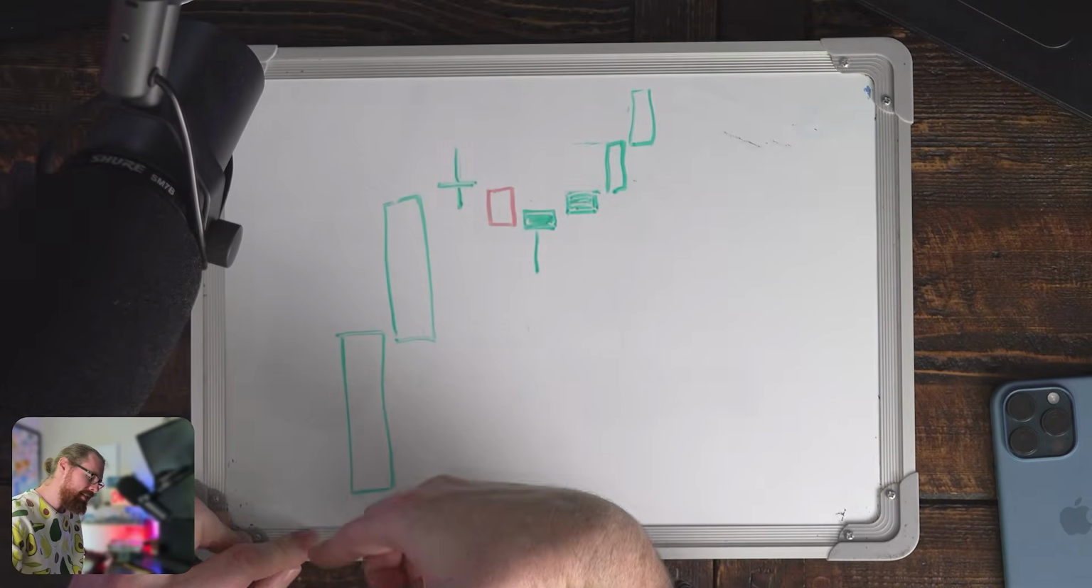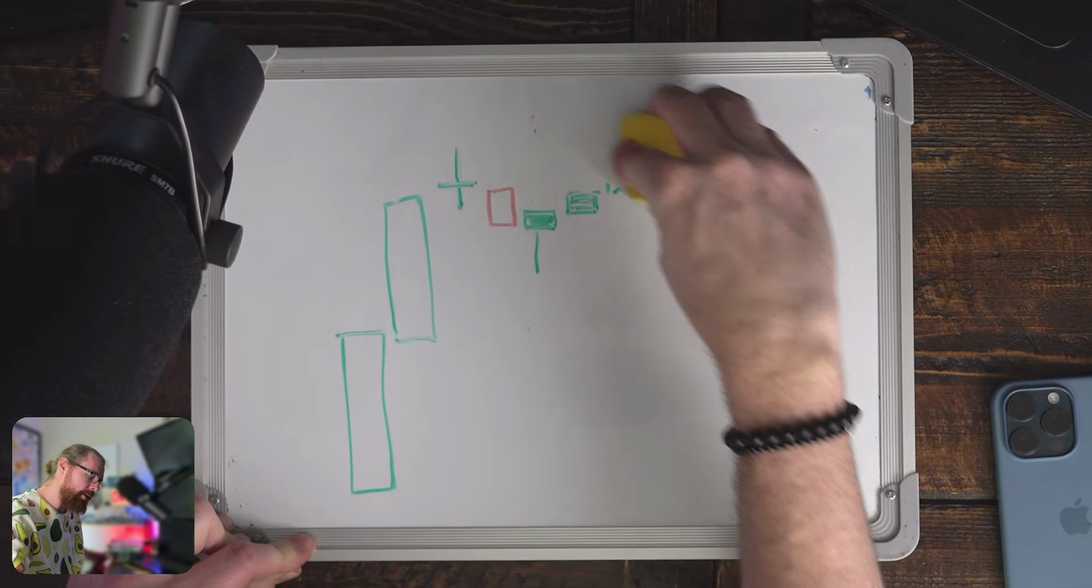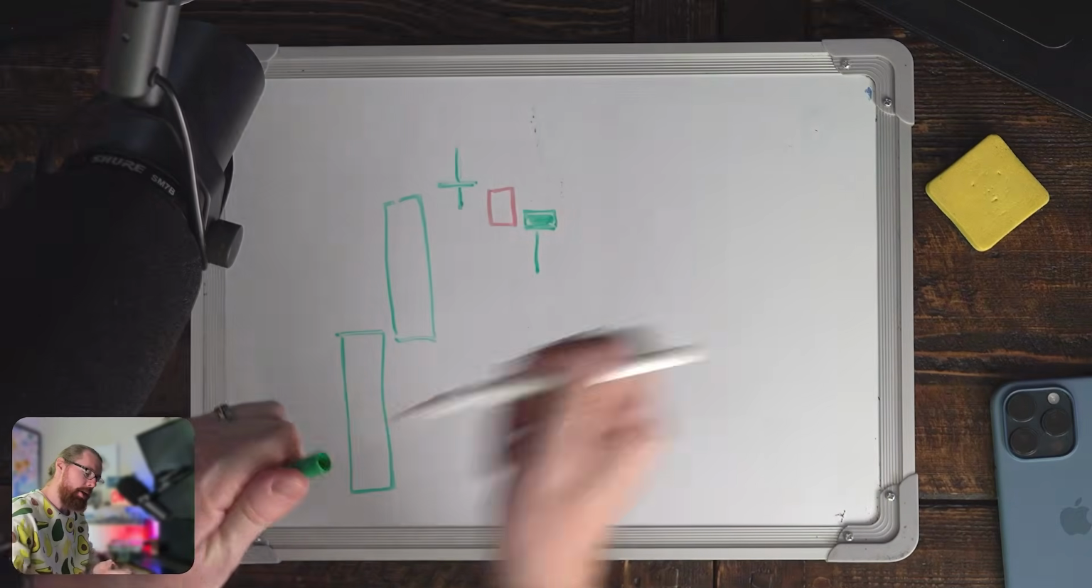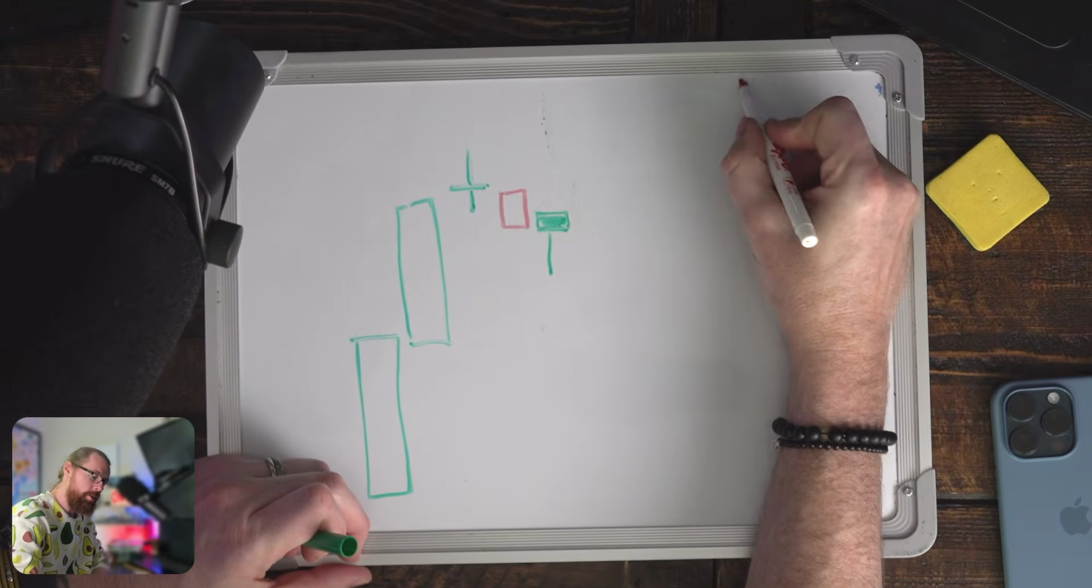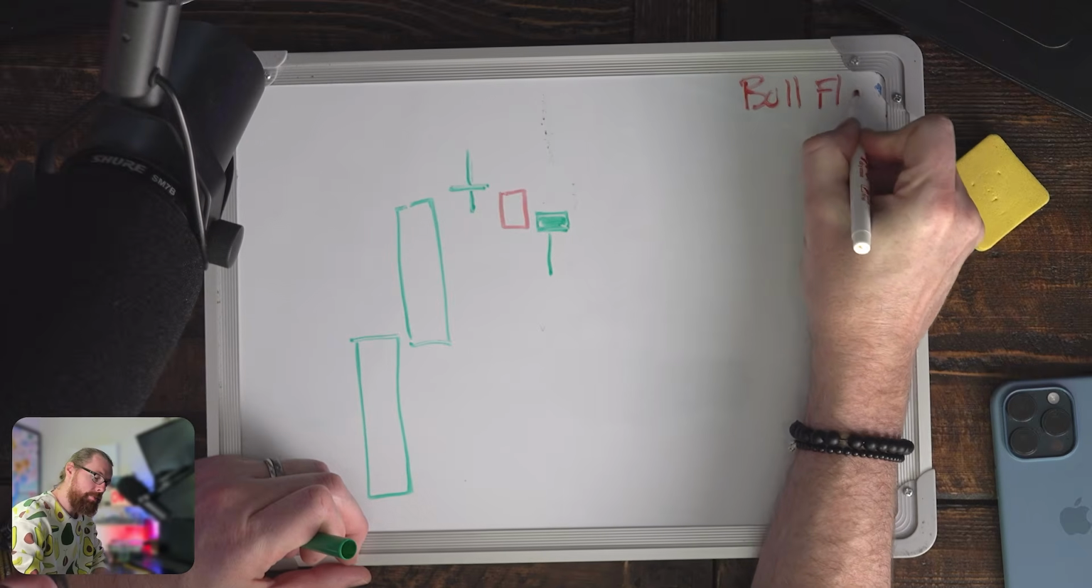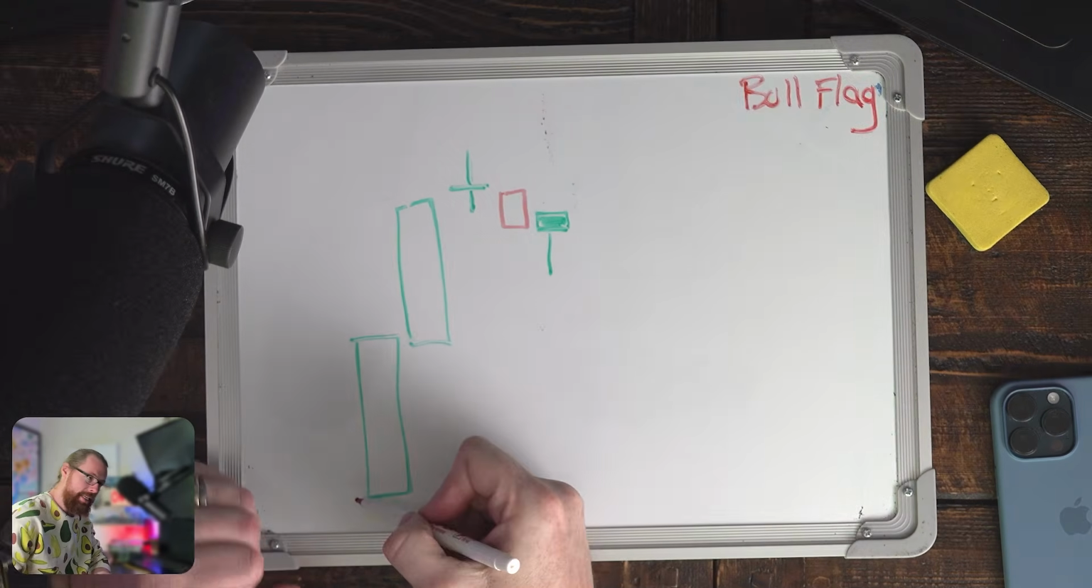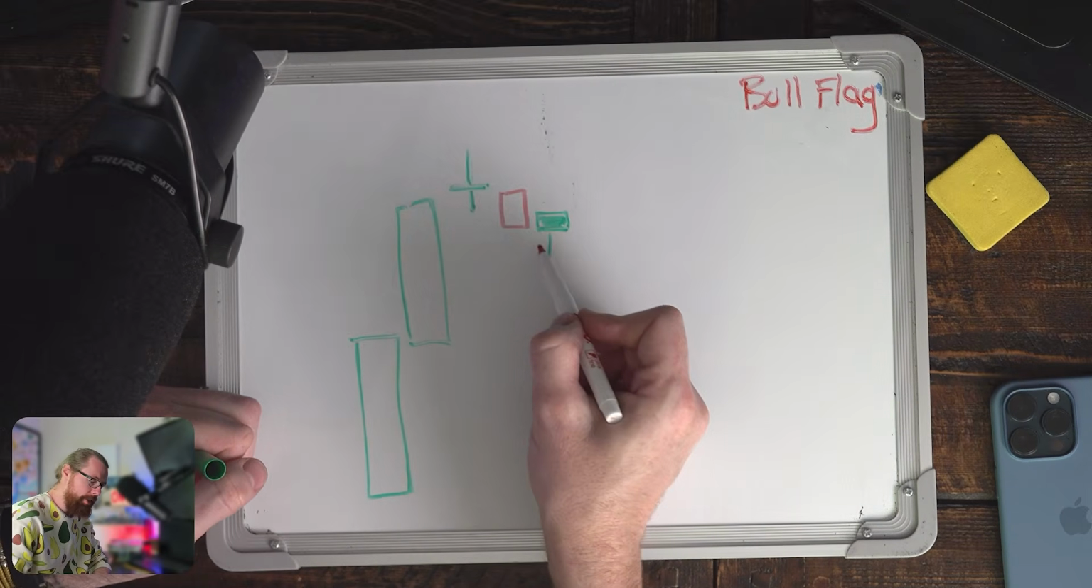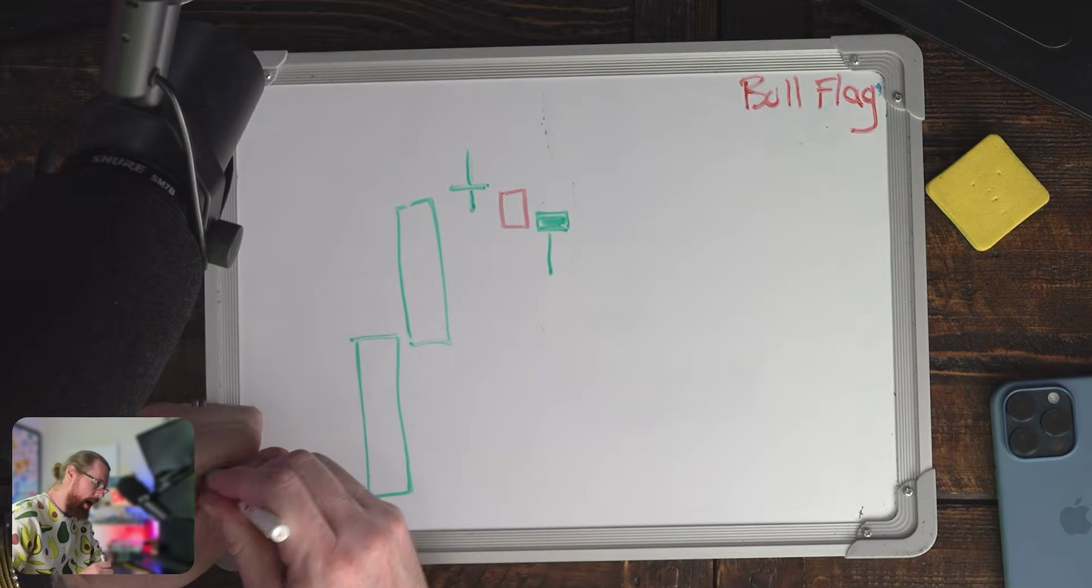So this is a standard multi-candlestick pattern that we would typically call the bull flag. Bull flag: a few candles going up, a couple candles pulling back, and then the first candle makes a new high.